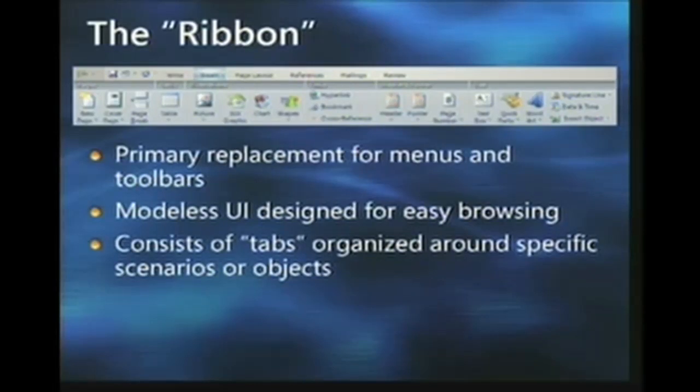So the ribbon, as I mentioned, is the primary replacement for menus and toolbars. It's both modeless and modal, depending on how you use the words. It's modeless in the sense that you can browse through each tab. It's not modal to your document or anything like that. But it is task-oriented in that each tab is organized around an object or around a scenario.